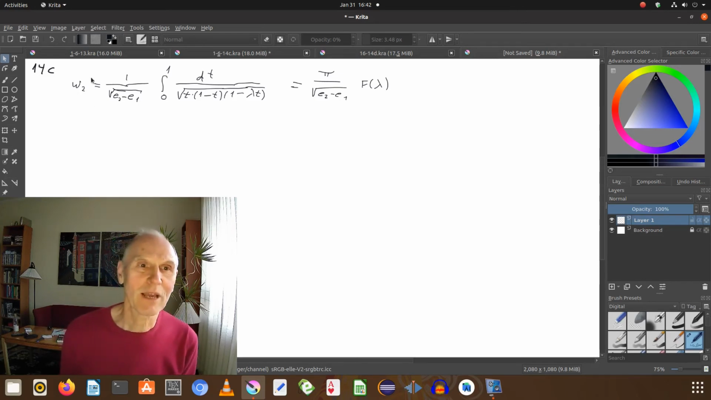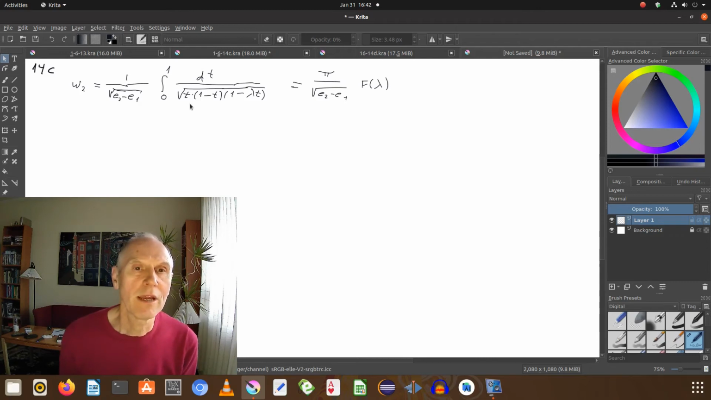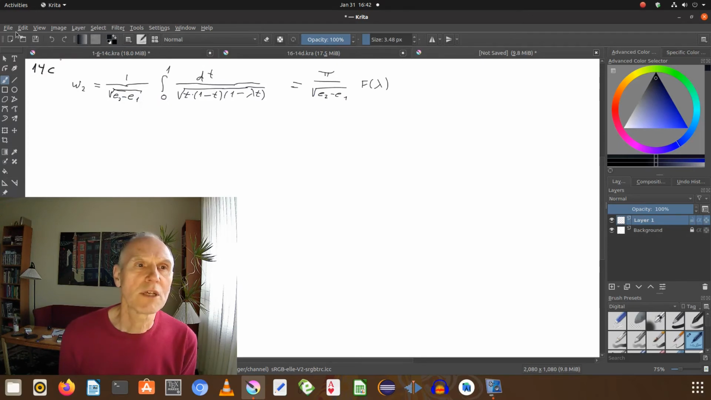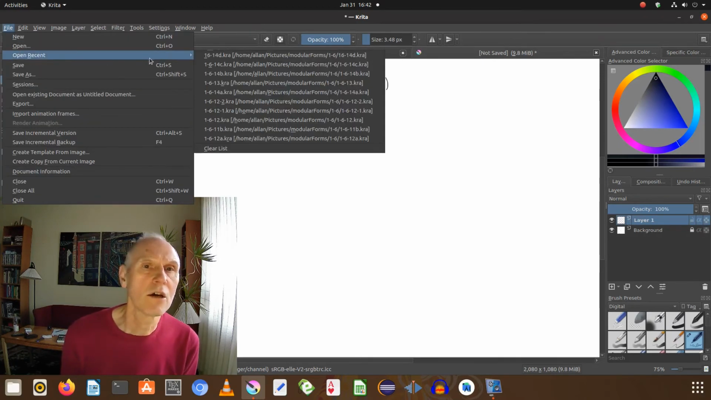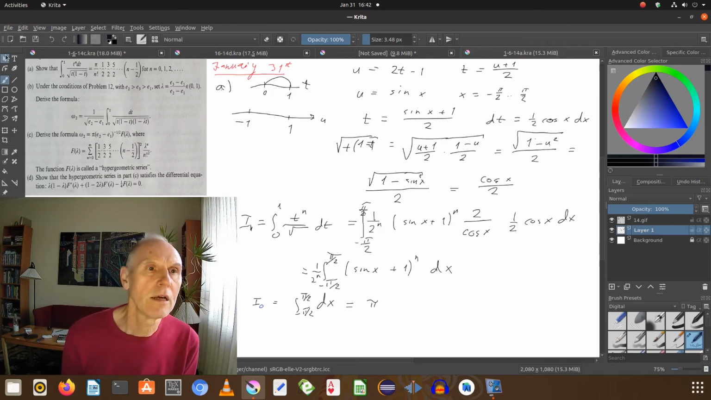So that's the plan. Now in 14b we showed this equality, and now we have to find f as a function of lambda, so it equals this. And when we consider, that was the wrong exercise. When we consider 14a, we have it. We can't help thinking about this integral, can we?